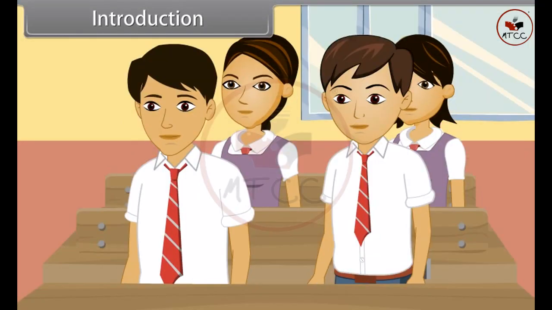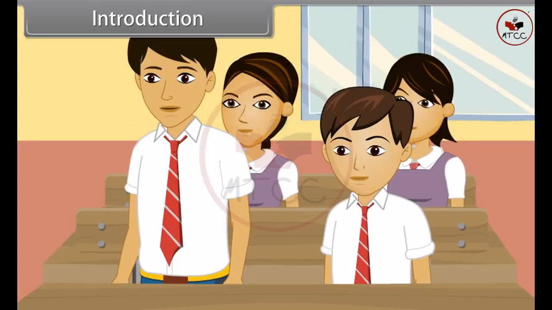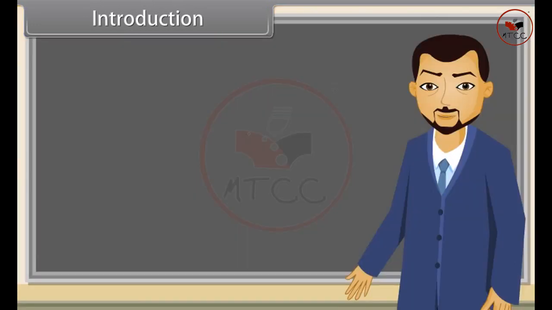Good morning, teacher. Good morning, students. Who will tell me when the function is said to be continuous? Sir, a function is said to be continuous if the right-hand limit, left-hand limit and the value of the function are all equal. Very good, Ishan.